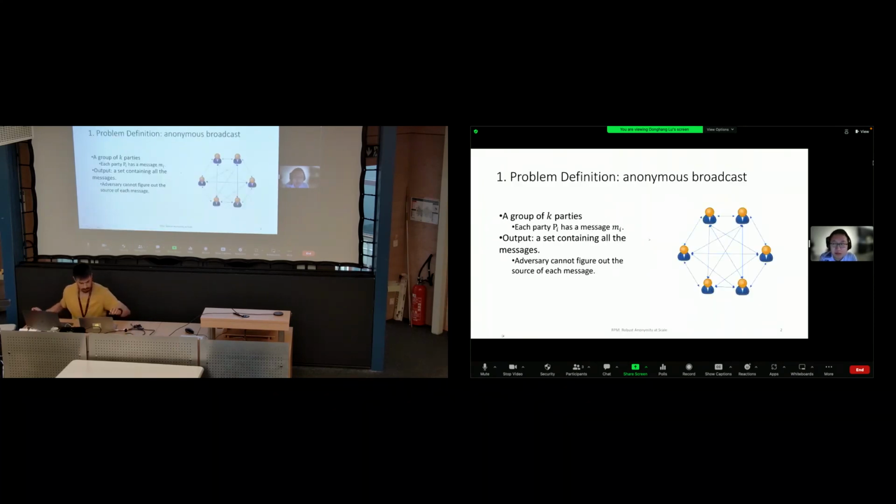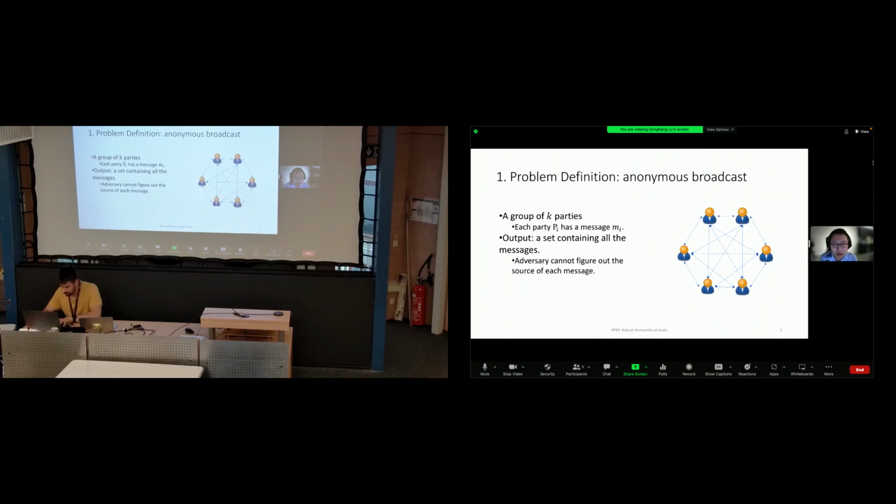Let's start with the problem definition. In this work, we focus on solving the anonymous broadcast protocol. In this problem, we have a group of K parties where each party has a message to send. The output of the protocol will be a set containing all the messages. The security guarantee is that the adversary should not figure out the source of each message.